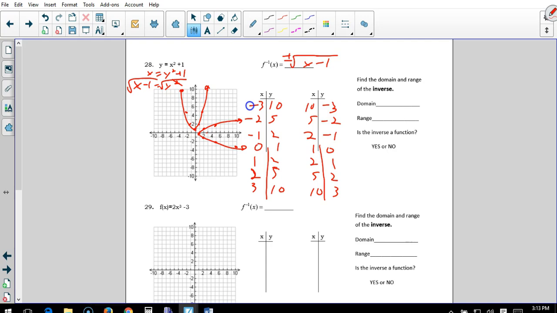So the domain of our inverse, how far left does it go? 1, inclusive. To the right forever. How low does it go? Negative infinity. How high does it go? Positive infinity. Is the inverse a function? No. It fails the vertical line test.